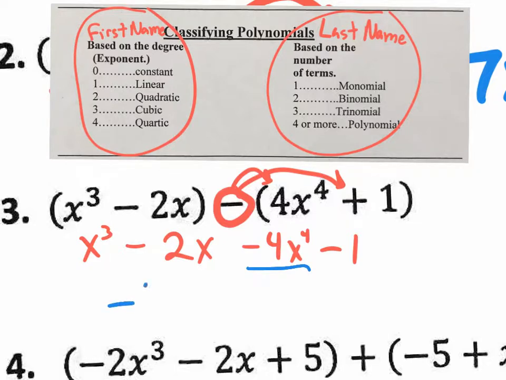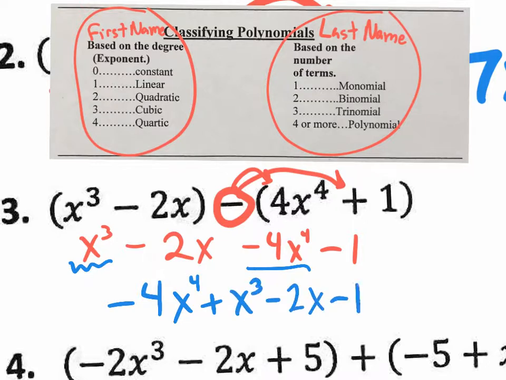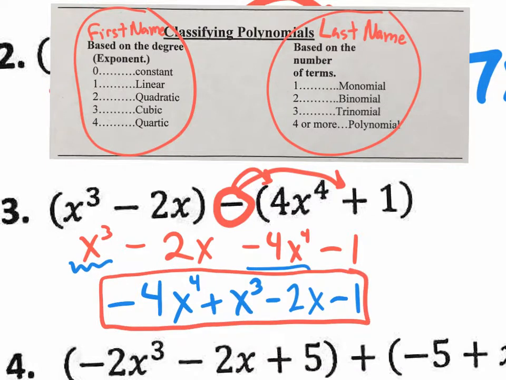I'm going to write that first, negative 4x to the 4th. And then I'm going to start with the next highest exponent, that positive x to the 3rd, and then the minus 2x, and then the minus 1 at the very end. And that's my answer right there in standard form.